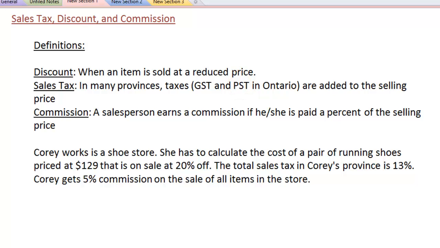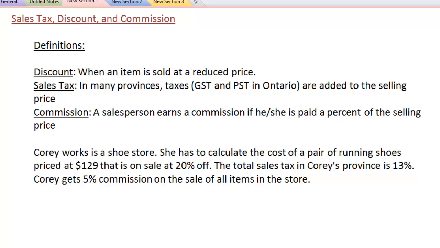So when you buy something, you have to pay a percentage for Canada and a percentage for your province. In our case in Ontario, usually it's 5% for Canada and 8% for Ontario. The total is 13%. So you have to add 13% of the original price when you buy something.